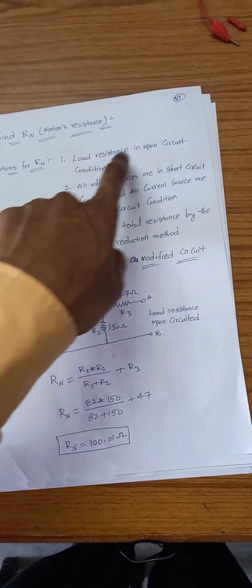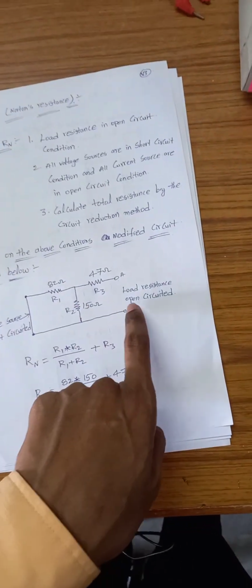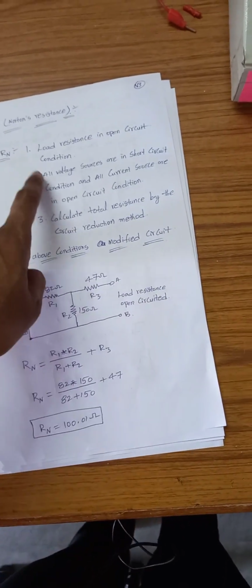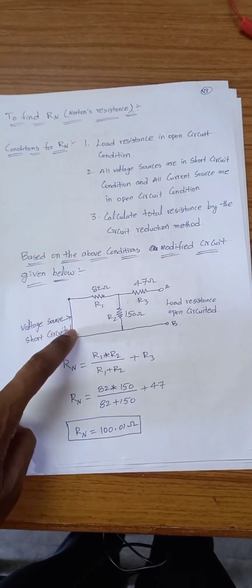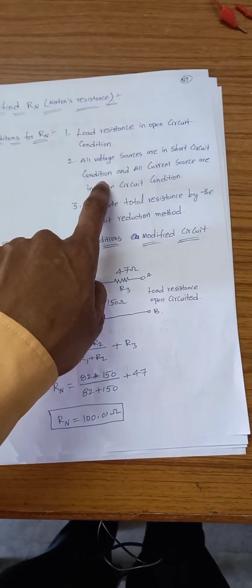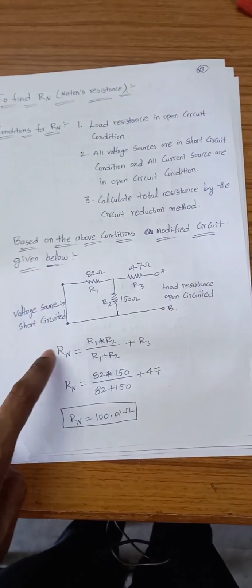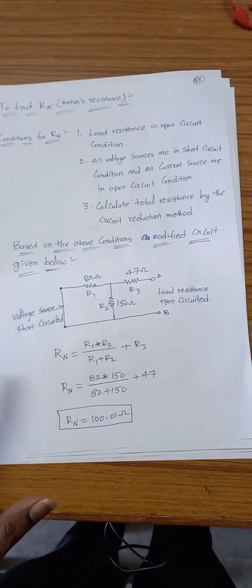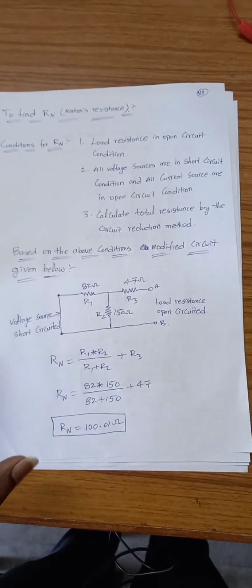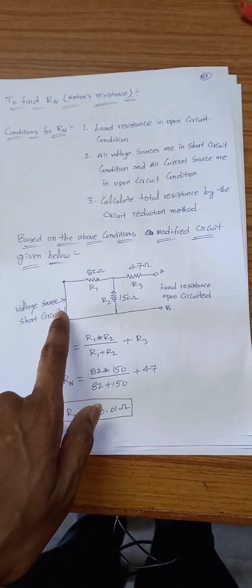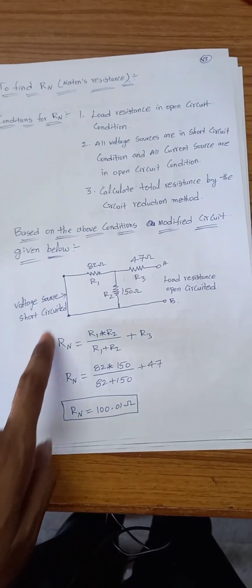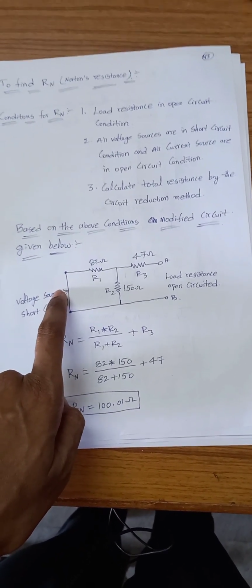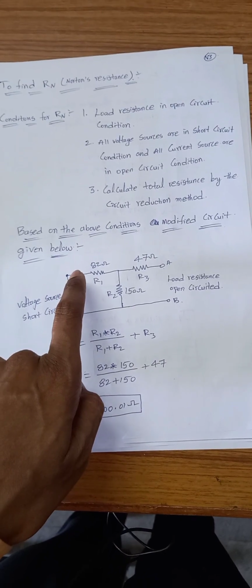Here the first condition is load resistance in open circuit condition, the load resistance of 100 ohms in open circuit condition. The second one is all voltage sources are in short circuit condition. It means we have taken a voltage source here, the input power supply, that voltage source I have short circuited, and all current sources are in open circuit. In this circuit diagram there are no current sources, because of that the remaining circuit is constant. Then from where we did the short circuit, from that place we are calculating the total resistance. You remember, here we did the short circuit, so that's why we are going to take the resistance from there.